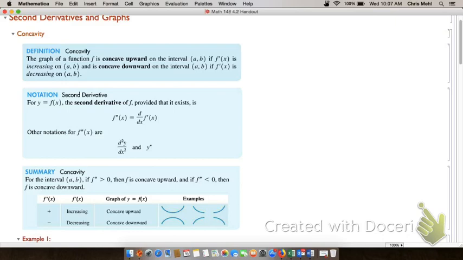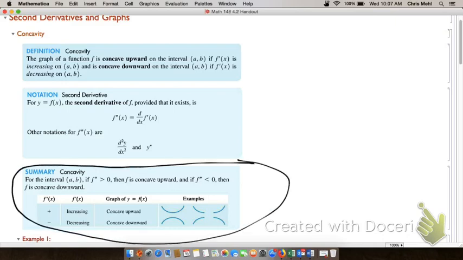And since you're concave upward if the first derivative is increasing, in the summary box on the bottom, down here, well, if the first derivative is increasing, that means the second derivative is positive and you're concave upward, and if the first derivative is decreasing, the second derivative would be negative. That gives you concave down.